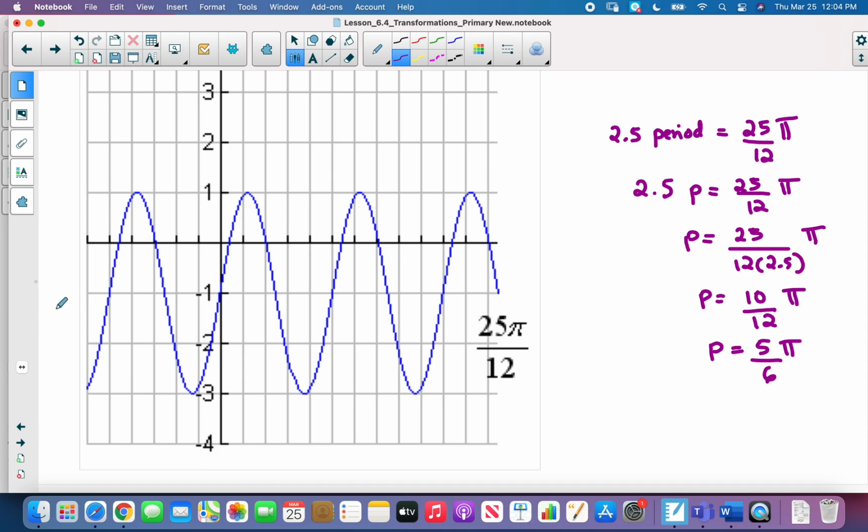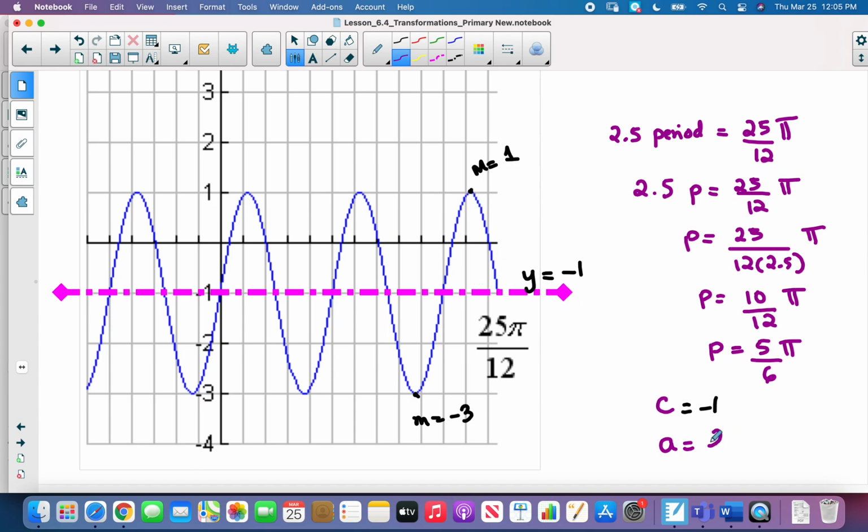And to find the c value, we can try to draw a line that gives you, so there's 1, 2, 3, 4. So obviously the equation of axis has to be halfway between that. So this is the equation of axis, which will have the equation y equals -1. Our maximum value is 1. Our minimum value is -3, right? So if you did 1 minus -3, you get -2 divided by 2, which is -1. So c is equal to -1. And our a value, or amplitude, is the distance from here to here, which is clearly 2.